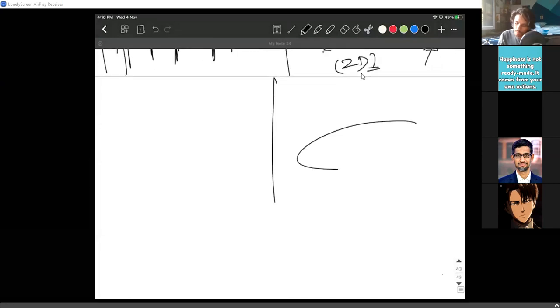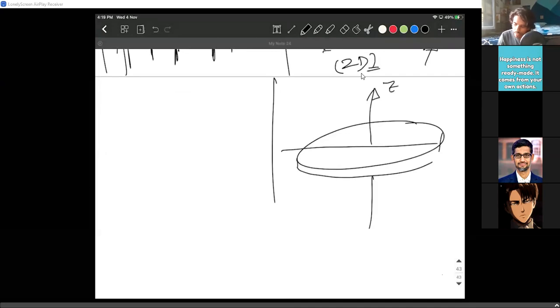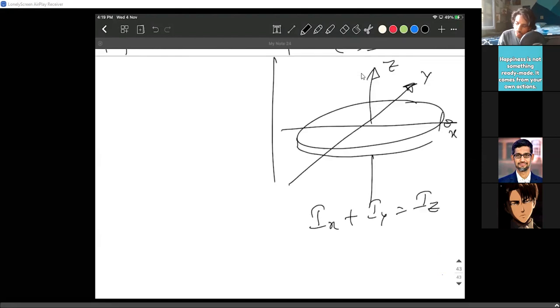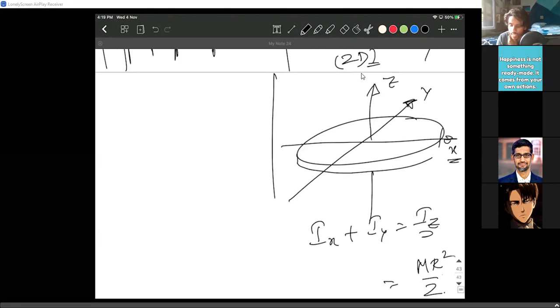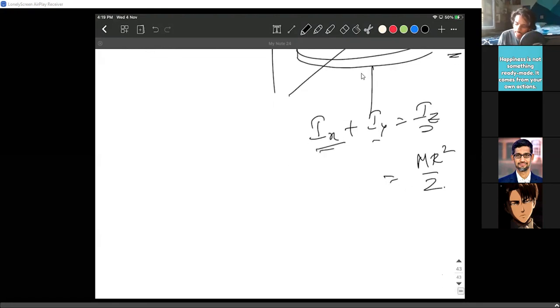Okay, take a disk. This is the z axis, this is the x axis, and this is the y axis. So if you have Ix plus Iy equals Iz, we already know the value of Iz, the moment of inertia about the z axis. For a disk, it is MR square by 2. But we can also intuitively say about the x axis and the y axis, the disk literally looks the same, right? About this axis and about this axis, it doesn't really matter for a disk. So I would write Ix and Iy are basically the same, so I write it as 2Ix. From that, Ix is nothing but MR square by 4.